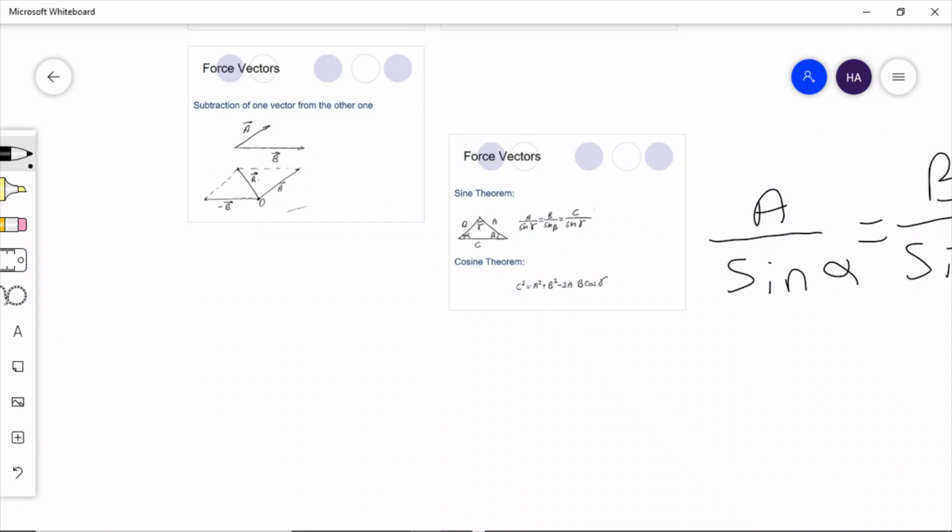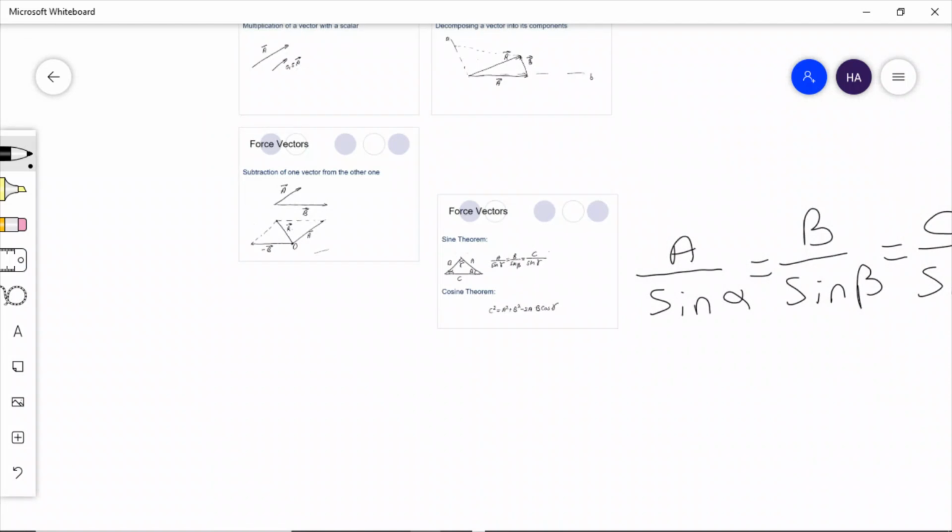Okay, we will see in detail how we are going to use these fundamental laws when we begin to solve the examples.